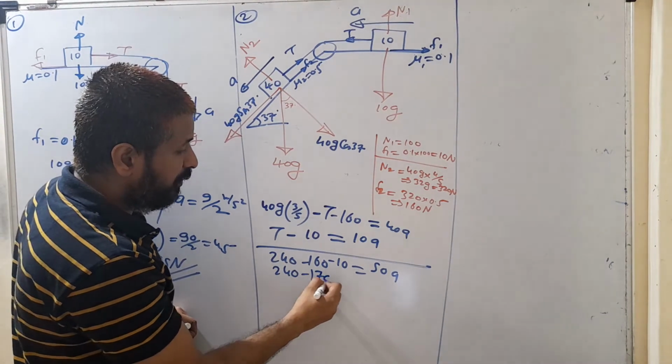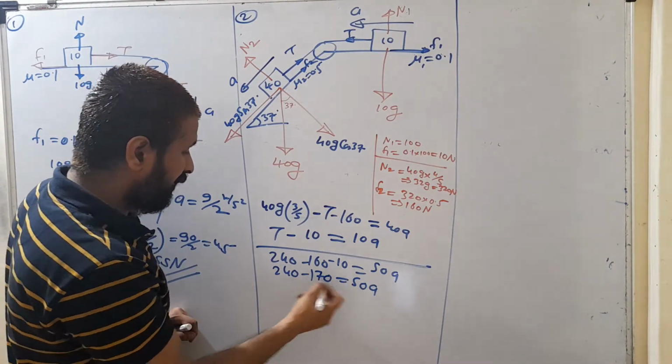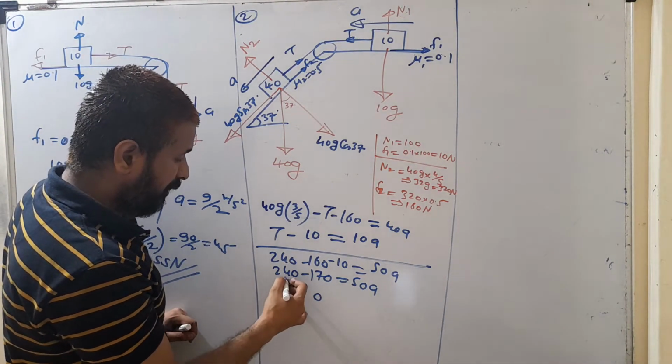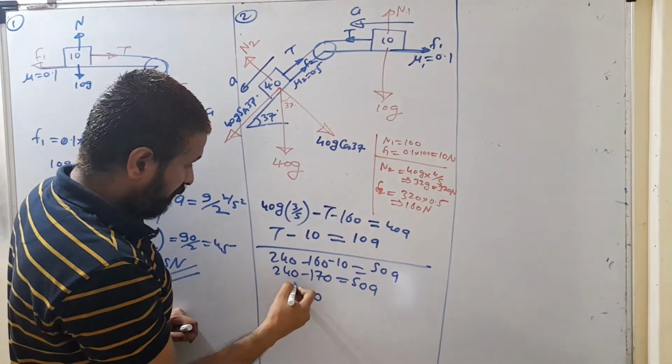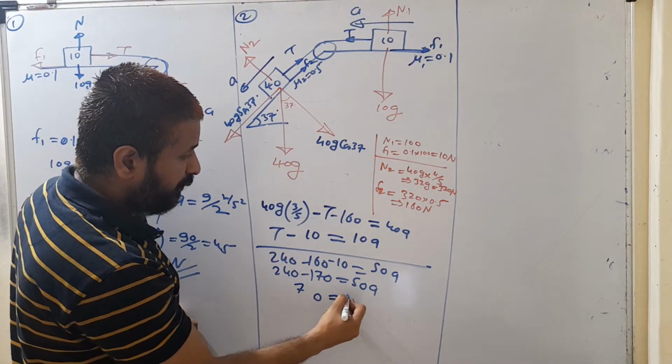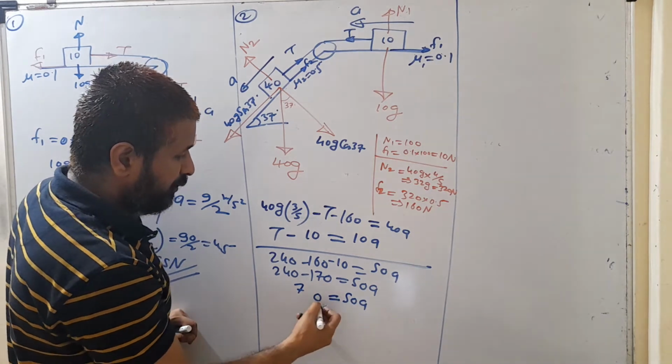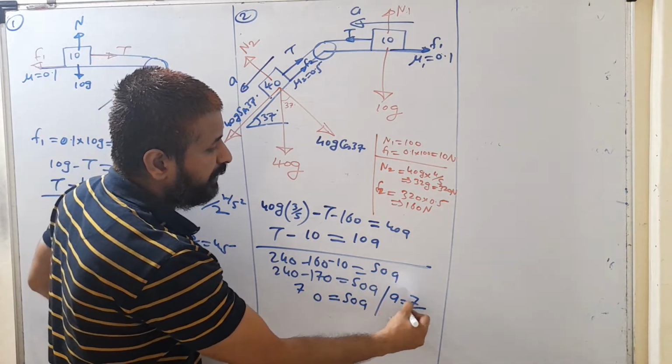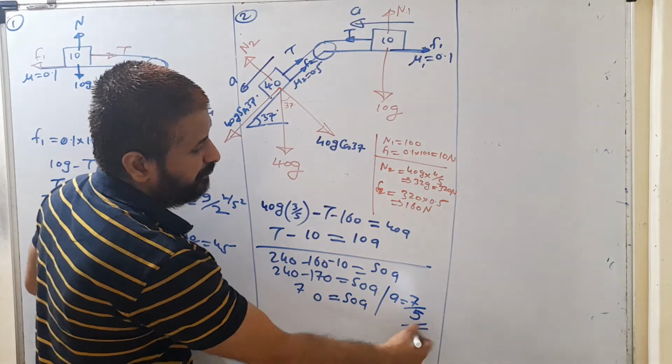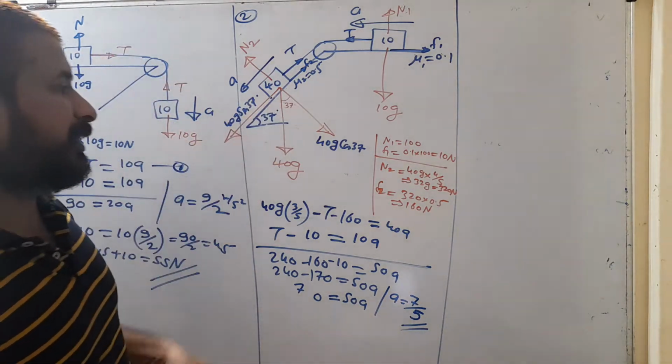240 minus 170 is equal to 58. 240 minus 170 is 70, so 70 is equal to 58. The 0 and 0 cancel, so the value of A we are going to get is 7 by 5. So that is the acceleration of this block.